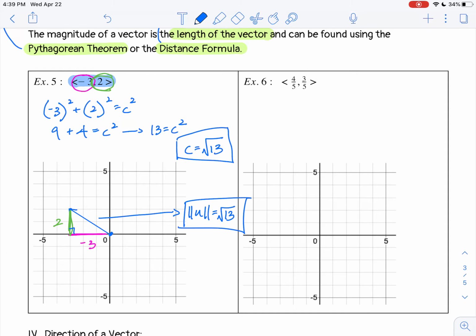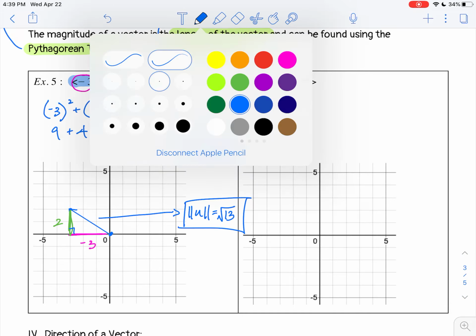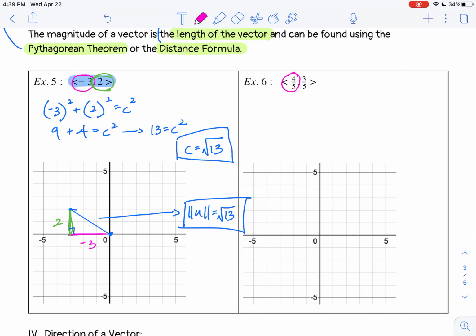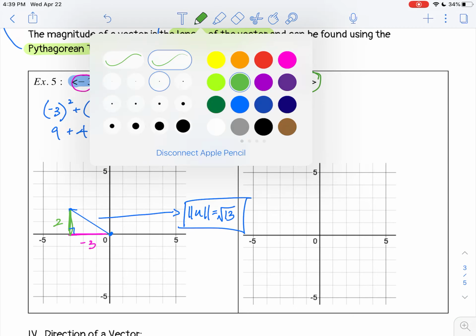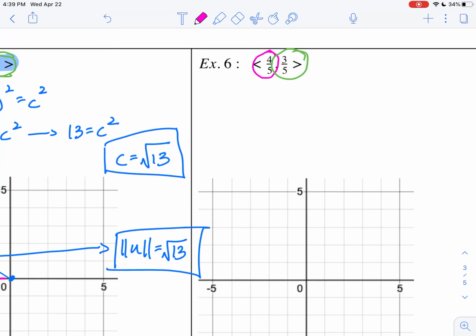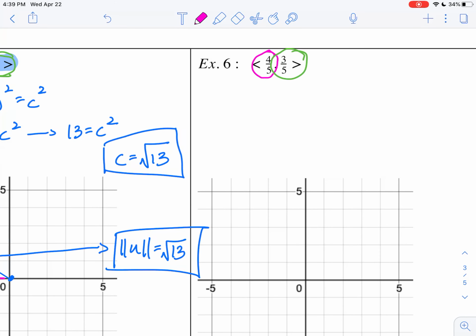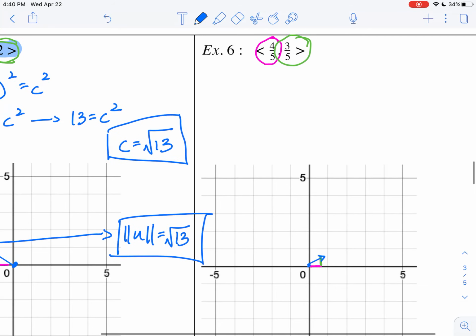Let's do the same thing for example number 6. I'm going to draw this vector, with the horizontal component in pink and the vertical component in green. I know these are pretty small, but from the origin I'm going 4/5 to the right, and from the origin I'm going 3/5 up. My vector should start here and end here, and we can call that vector u.